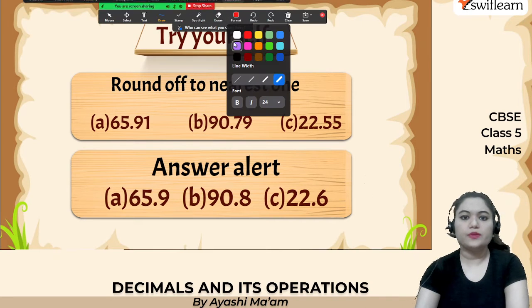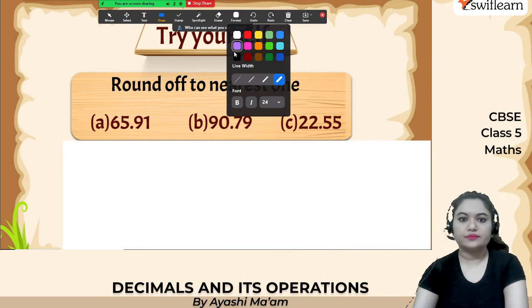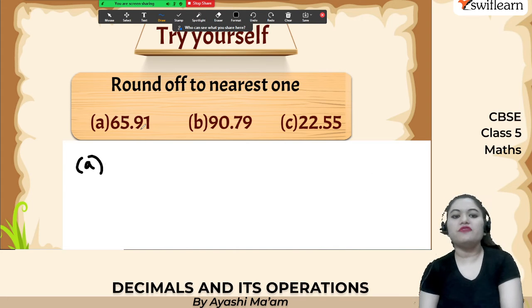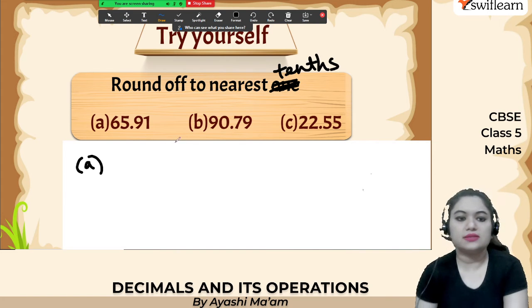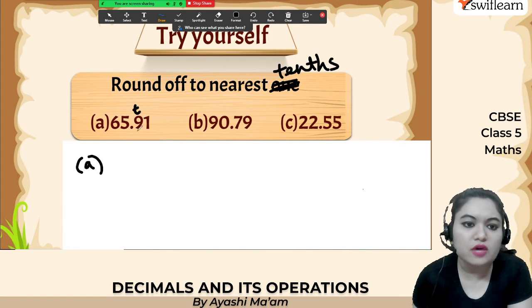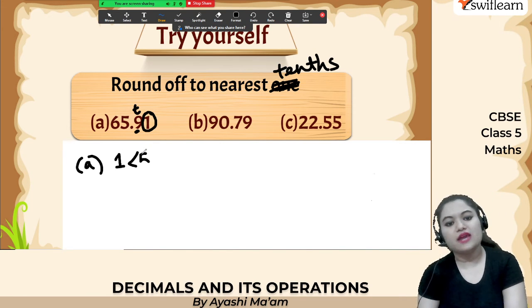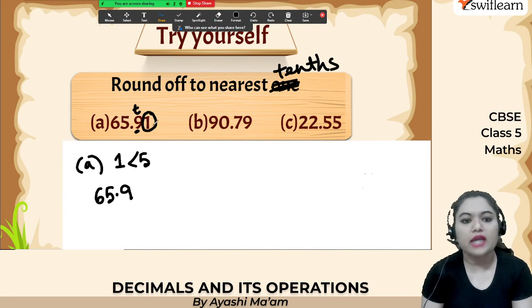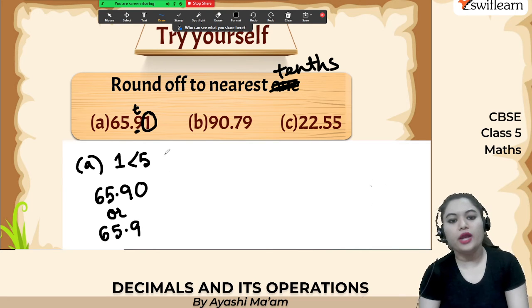Let's do some more examples. A, 65.91. Please make it to the nearest tenths. This is our tenths digit, and the digit next to this tenths digit is 1. 1 is less than 5, so no change will occur. Therefore, we'll simply write it as 65.9 up to the tenths digit, and after that everything will become 0. So the answer will be either 65.90 or 65.9.